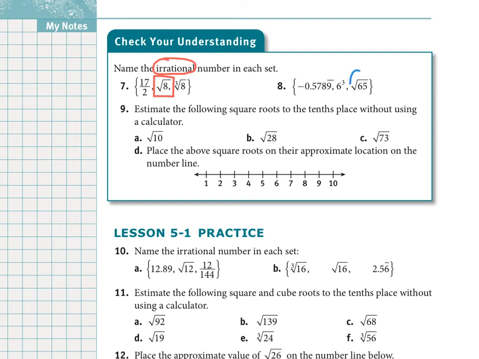Okay, but the square root of 65 is not a perfect square. It's not a whole number, because 65 is not a perfect square. The square root of 64 would be 8. But the square root of 65 is going to be 8 point something, and it's going to be going on forever, irrational.